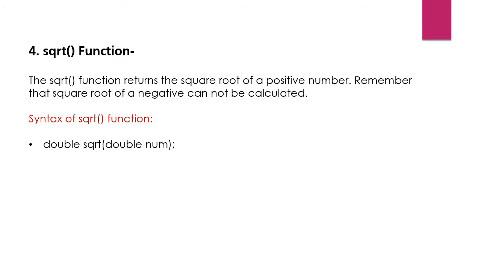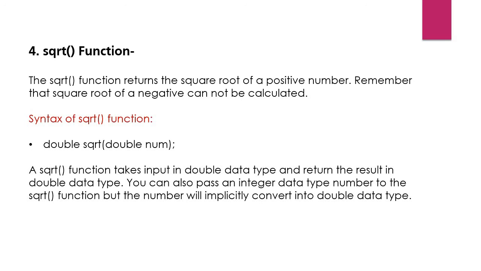double sqrt(double num). A square root function takes input in double data type and returns the result in double data type. You can also pass an integer data type number to the square root function, but the number will be implicitly converted to double data type.